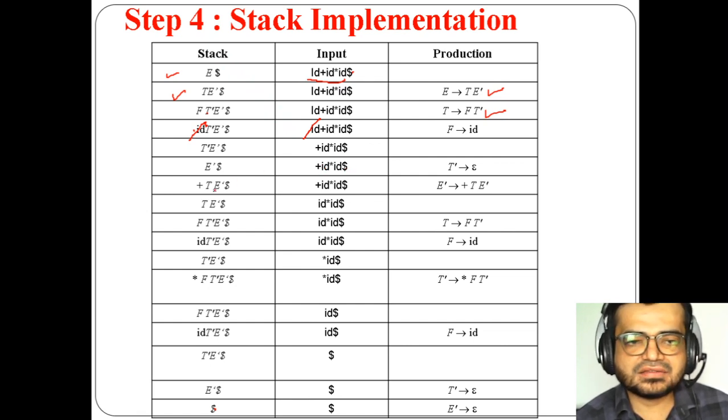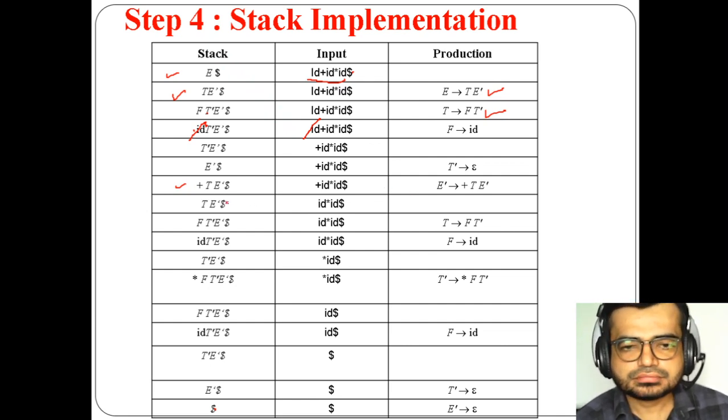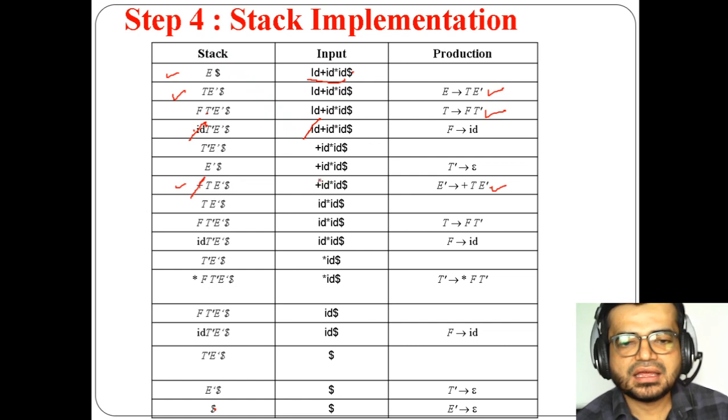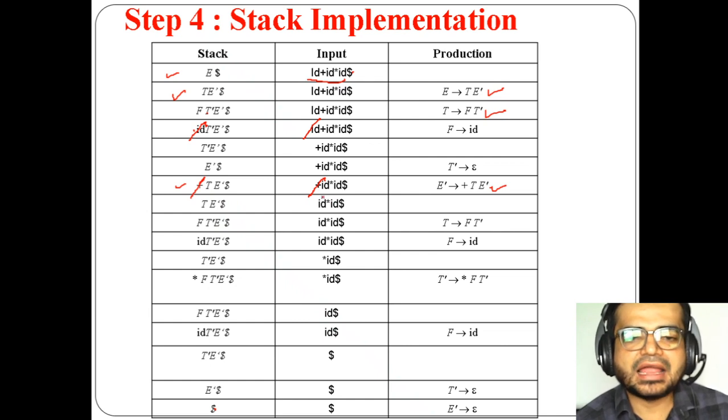Next line. In this line, for E dash, what production can you take? Plus TE dash. The productions which we have taken previously, from those only you have to take plus TE dash. So instead of E dash I am taking plus TE dash dollar, with the input plus ID into ID dollar. Now this plus and this plus get cancelled. So what remains now? TE dash dollar, and ID into ID dollar.